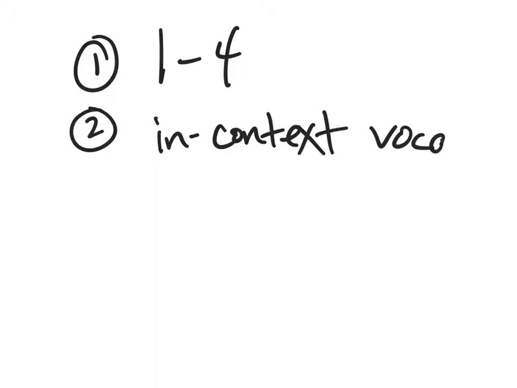Number 2, it's in context vocab, which means I will, for example, put section 1 in Canvas, and it will have certain words highlighted. And you will have to give the English definition of the word. So it'll be like a numbered list.